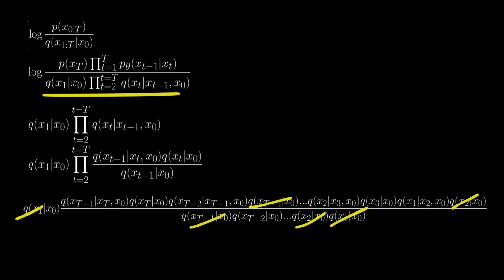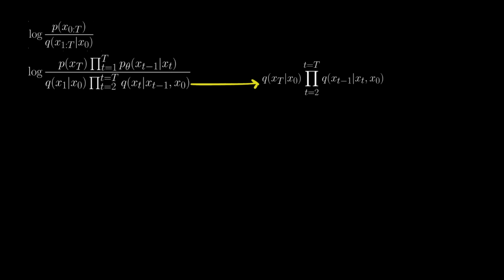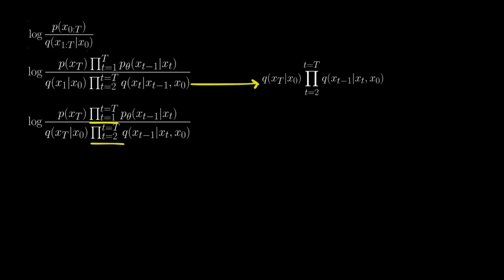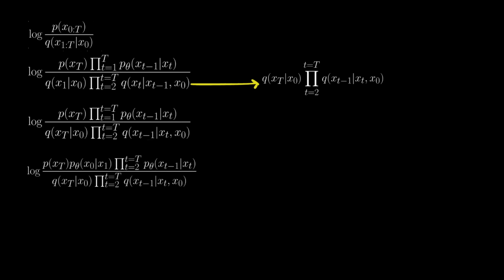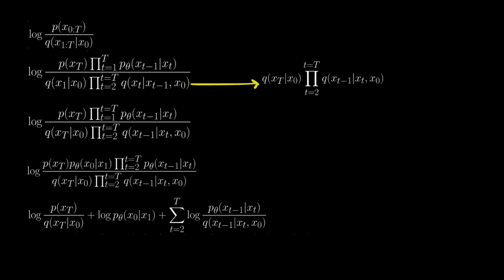So only terms in the numerator remain, and specifically what's left are these xt minus 1 given xt comma x0 terms, and this one term xt given x0. So we can rewrite the denominator as this and put that in our lower bound equation. Now we can separate the x0 given x1 term from the numerator and separate this entire thing into a sum of 3 log terms. Remember, all of this was under the expectation of Q.